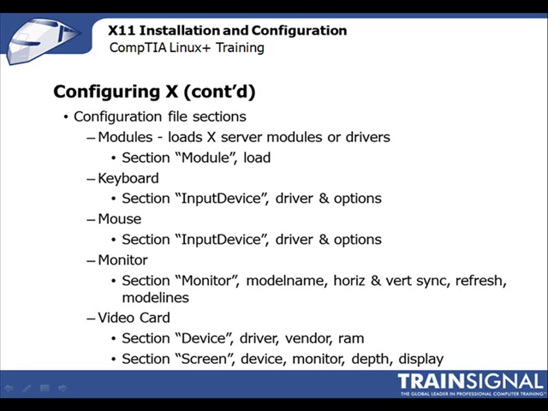Then we have the video card section, and you'll have two sections under this part. The first is called device, and that will contain driver, vendor, and onboard RAM information. You'll also have a screen section, which contains device, monitor, color depth, and other display information. Let's switch back to a terminal window and take a quick look at a keyboard configuration file.